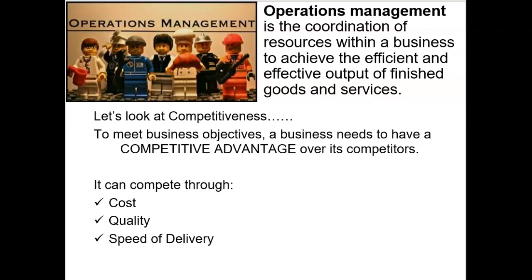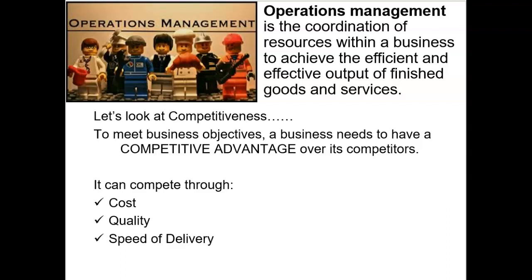There are different ways that we can seek to have a competitive advantage over competitors. We compete with our competitors through cost. Obviously, if we can produce a good more cheaply than a competitor, then that gives us a competitive advantage. We can compete through quality. If we specialise with a high quality product, it might be a little bit more expensive, but we become known for the quality of our products, such as Rolls-Royce.